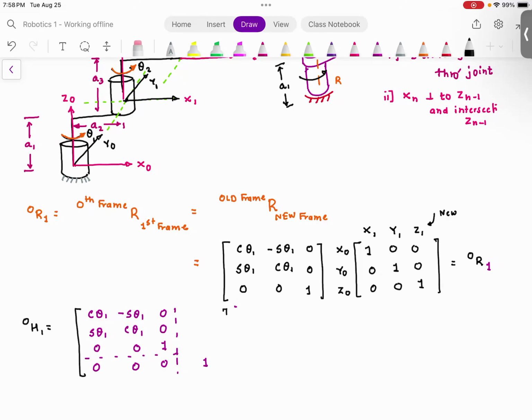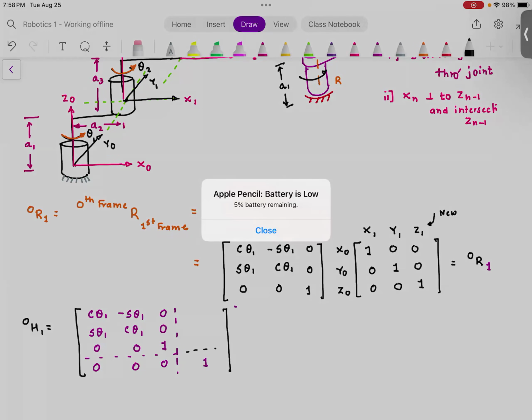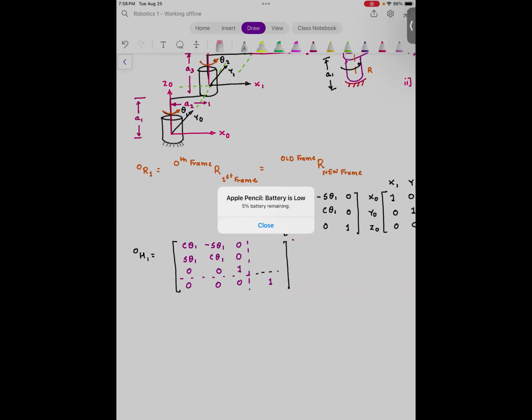Now comes the most important part. First row, fourth column gives you the translation about X. Second row, fourth column is translation about Y. Third row, fourth column is translation about Z. Now what I want to do is, I want you to look at these two frames.